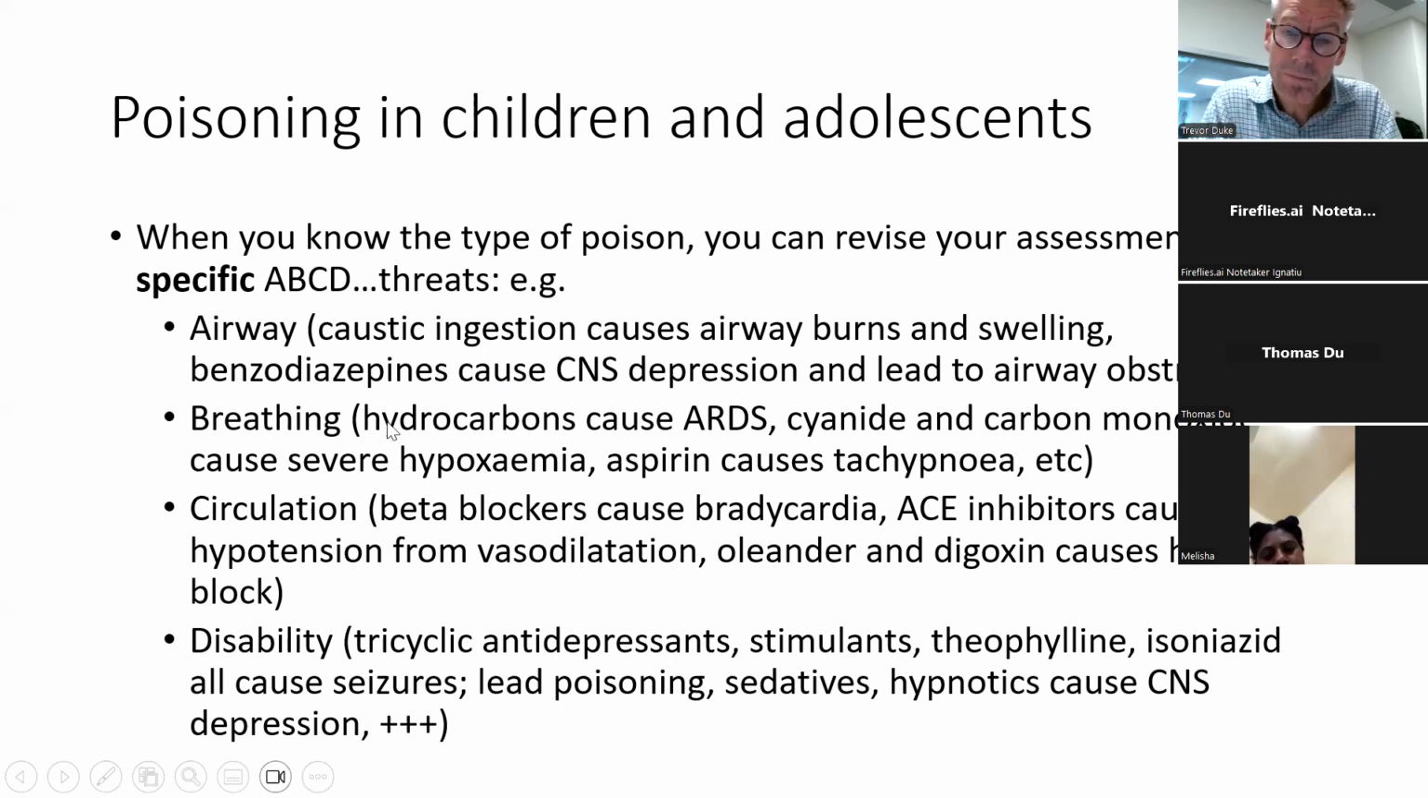For breathing, for example, if a child's drunk kerosene, taken an ingestion of kerosene or other hydrocarbons, then they may get acute respiratory distress syndrome or a pneumonitis. If they've been exposed to cyanide or carbon monoxide, then that causes very severe hypoxemia. If they've taken an ingestion of aspirin, that causes tachypnea, centrally derived tachypnea. Regarding their circulation, for example, if a child's taken beta blockers from a parent or a grandparent, then that will cause bradycardia. ACE inhibitors like enalapril cause hypotension from vasodilatation. If a child's taken oleander, like the leaves of an oleander tree, or they've taken digoxin, the medication lying around, it often causes heart block. So again, there are specific airway, breathing, and circulation risks from many different poisons.